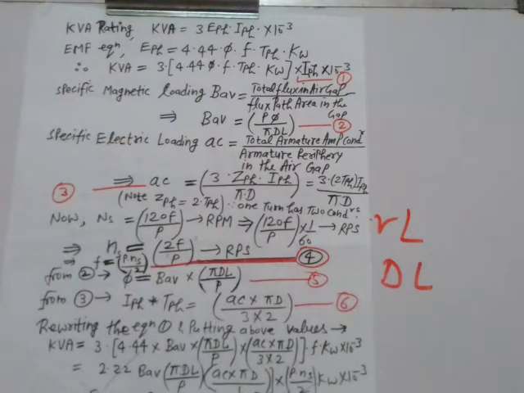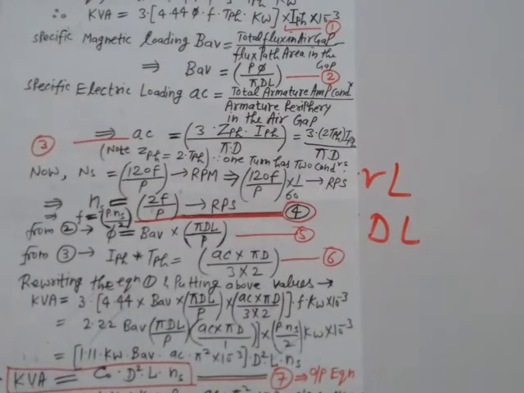From here you can cancel out this 4.44 with this 2, and 3 and 3 get cancelled out, right? So finally you are left with 2.22 B average into pi D by P into AC into pi D by 1 into P ns by 2. Put the value of frequency, that is P ns by 2, here, and you will get P ns by 2 into Kw into 10 to the power minus 3, right? You understand now? Very easy, extremely easy, right?